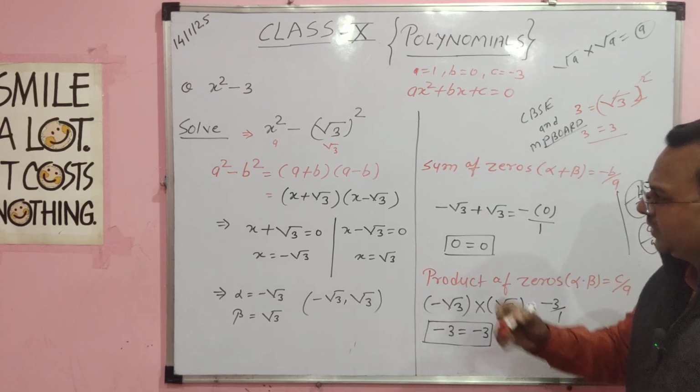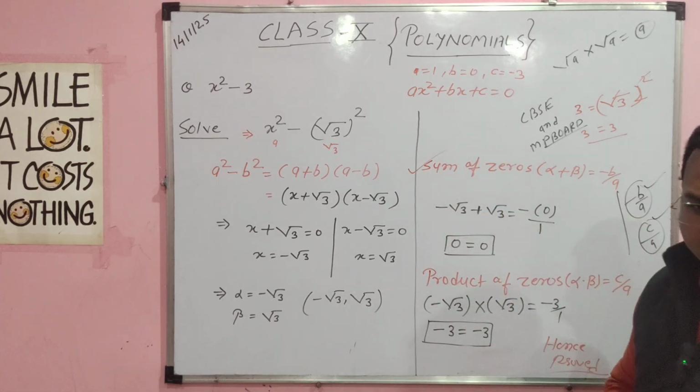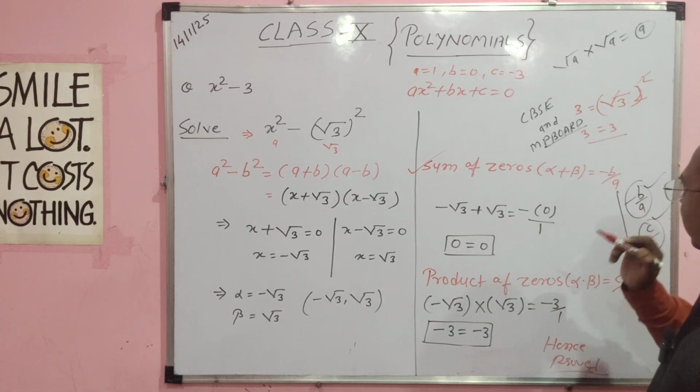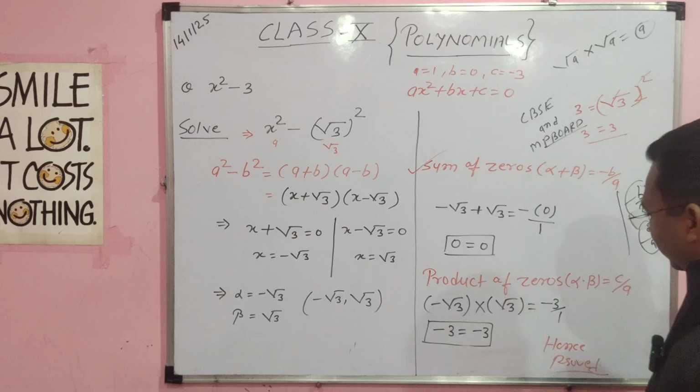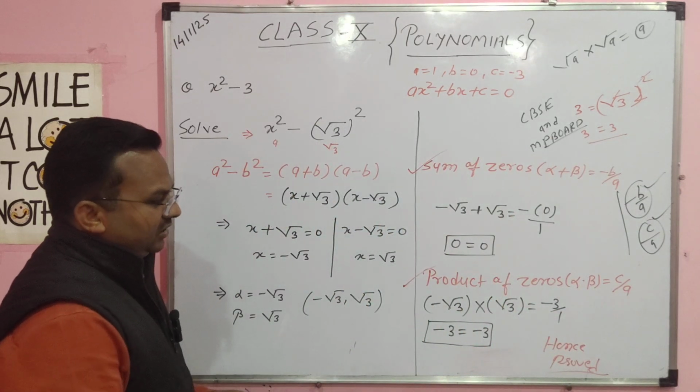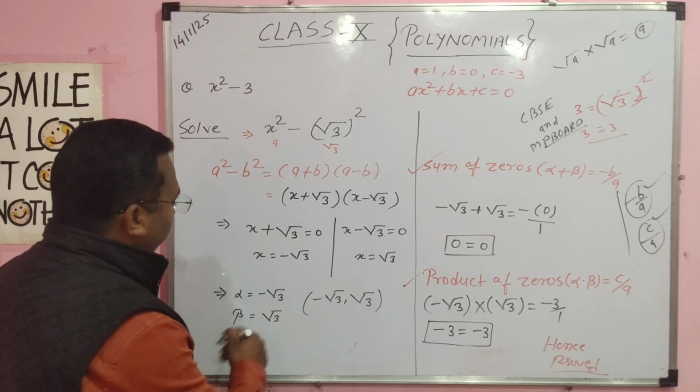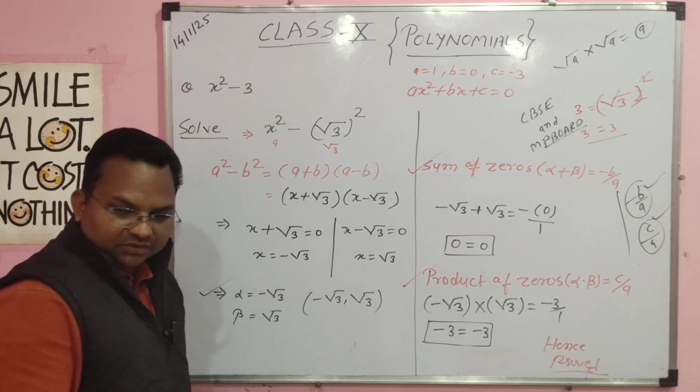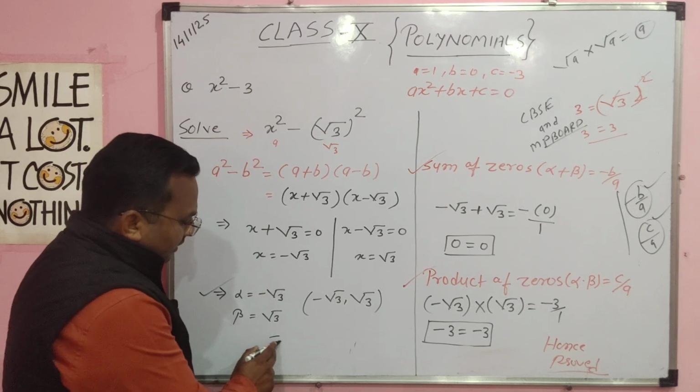It means what? The concept is the sum of zeros: alpha plus beta equals minus b upon a. The product of zeros is alpha into beta equals c upon a. Yes and no? Clear? And here, firstly find the zeros.